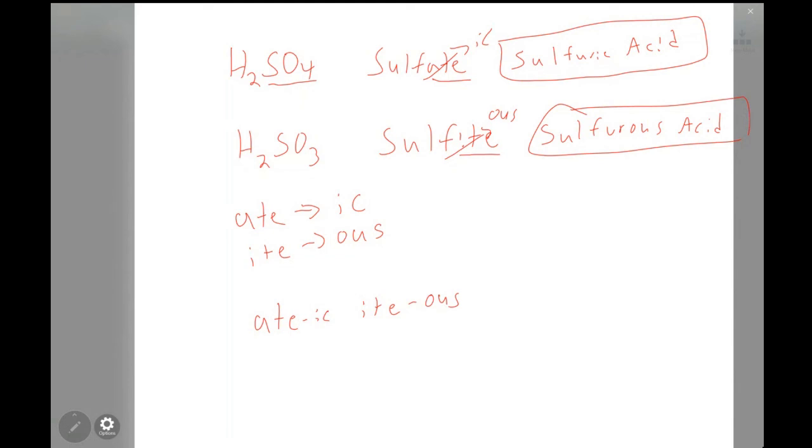But that's all there is to it. You have to know whether it's an ate or ite, and then change the ending to ic or to ous. Just remember, if it's ate, change it to ic. If it's ite, you change it to ous. But that's all there is to it. That should be as complicated as it gets.